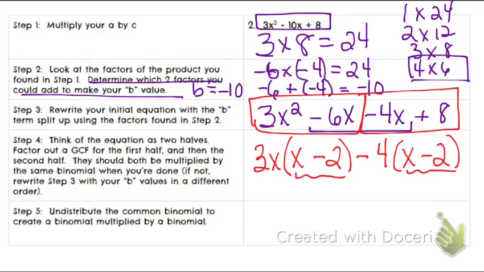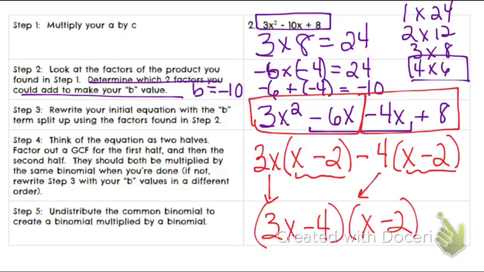Okay? And now I can undistribute 3x minus 4 times x minus 2. So I know if I were to graph this function, my x would equal 0 at 4/3. It would also equal 0 at 2. And nowhere on the worksheet does it say to find the solutions. I just want to keep making that connection. I think that's important.